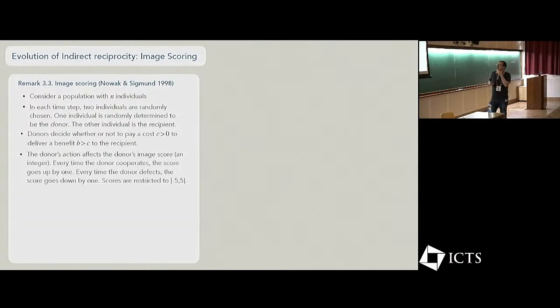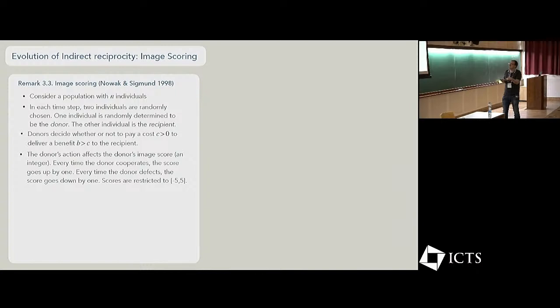All right. Now what happens is, if I'm the donor, whatever I decide to do, whether I defect or cooperate, it affects what is called my image score. Every individual has an image score which reflects my reputation. Every time I cooperate, my image score goes up by 1. Every time I defect, my image score goes down by 1.